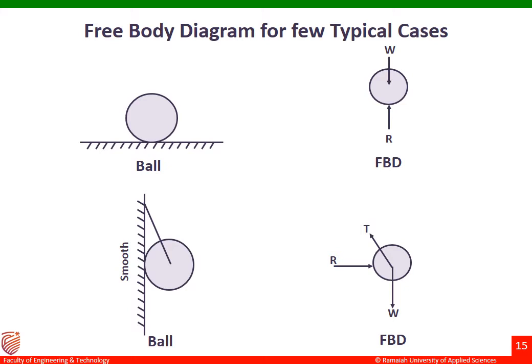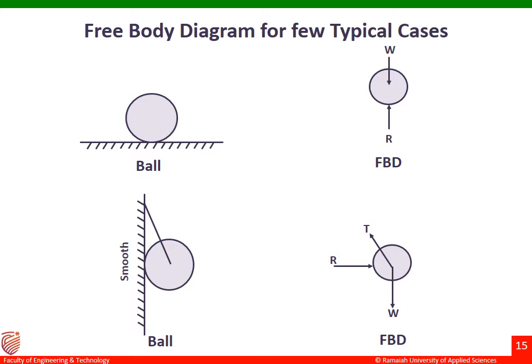In the left column we have the actual figure, and towards the right side we have the free body diagram of the actual figures. Coming to the first example, there is a ball resting on the ground floor. We have to draw the free body diagram for this example. The ball has a certain mass, so its weight will be acting downwards, and then you get a reaction force from the floor to the ball.